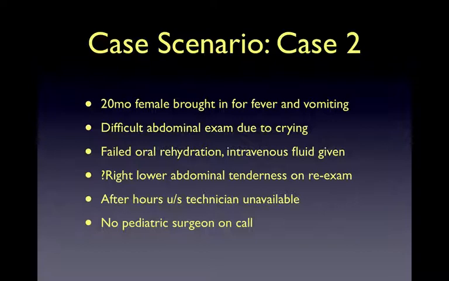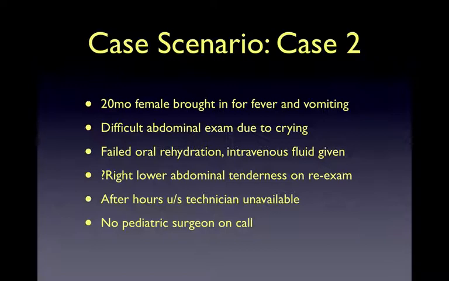In the second scenario, you have a 20-month-old female brought in for fever and vomiting. The abdominal exam was difficult due to crying. She failed oral rehydration, so IV therapy was given. When she finally got a moment of peace and quiet, you snuck in a quick physical exam and thought that she might have some right lower quadrant tenderness.